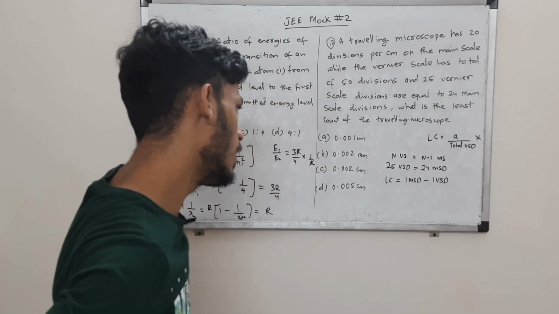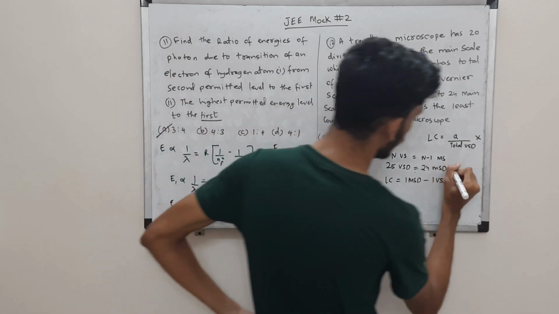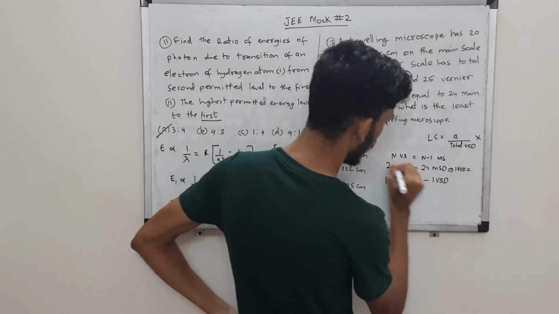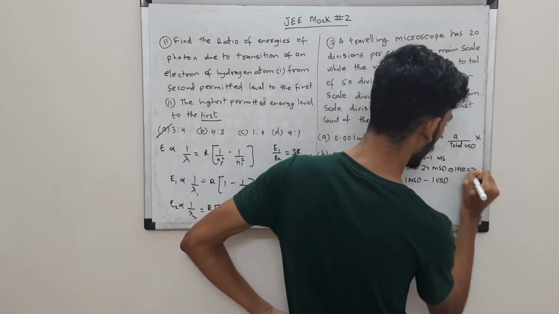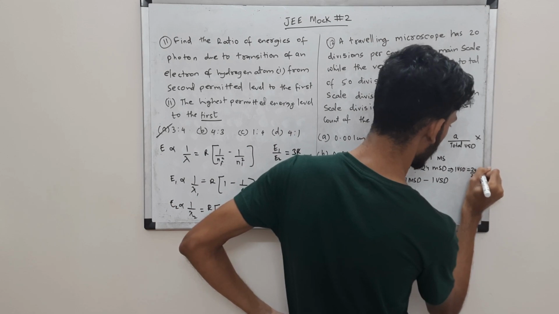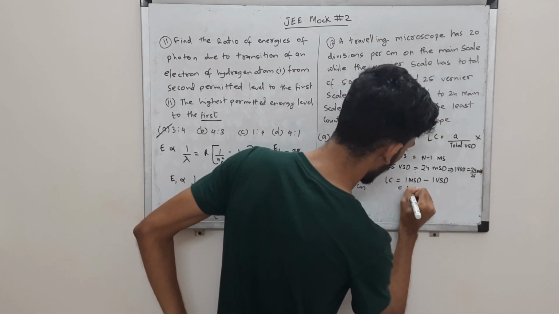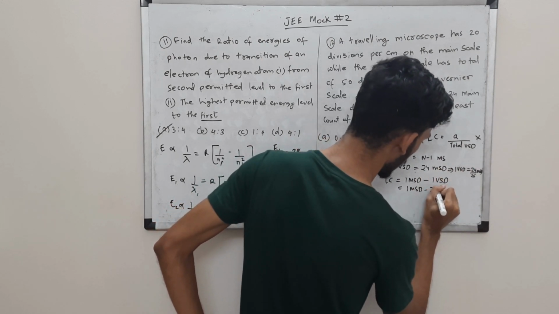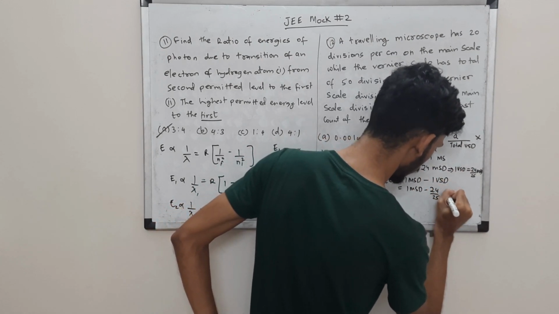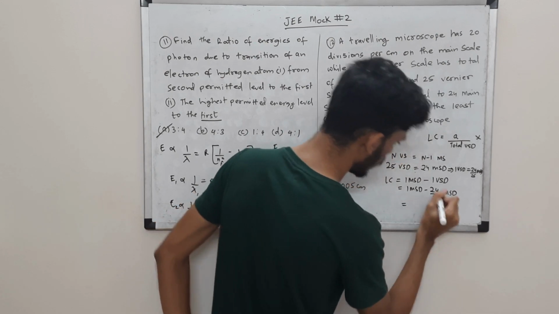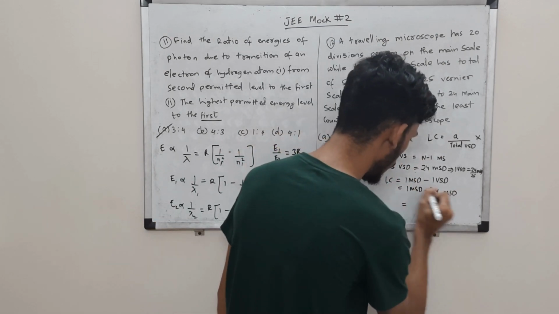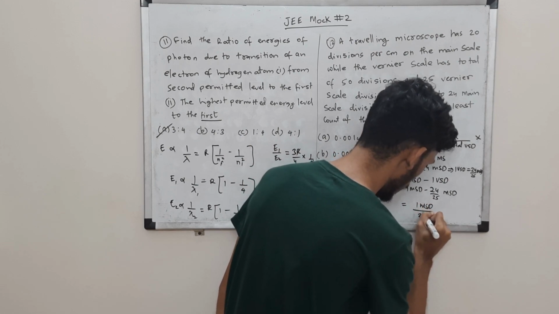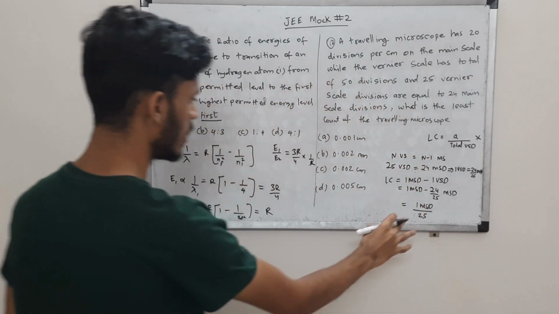So what I'll do is express everything in terms of the main scale. So 1 vernier scale division, taking 25 to the other side, will be 24 by 25 main scale divisions, right? So 1 main scale division minus, in place of 1 vernier scale division, I substitute that. Take the LCM: 25 minus 24, which is 1, main scale division divided by 25. So this is the least count.